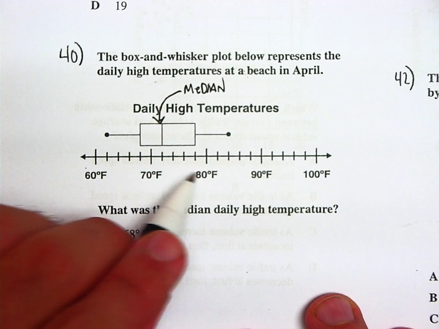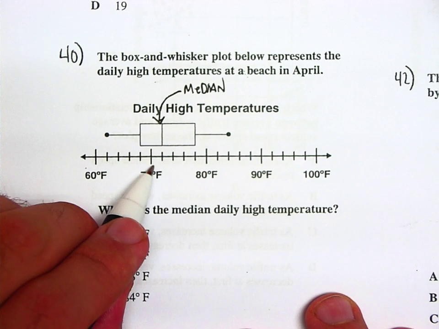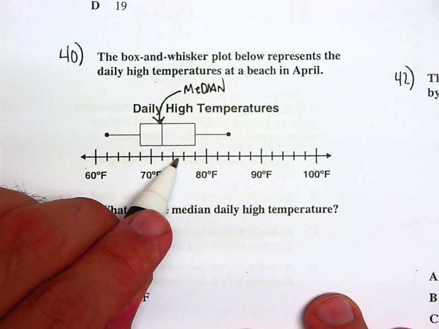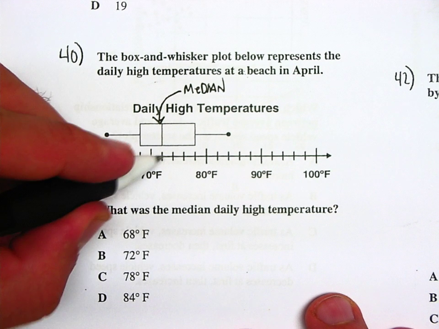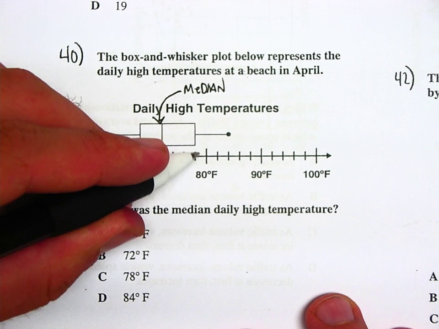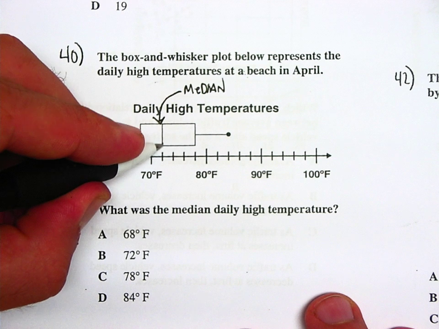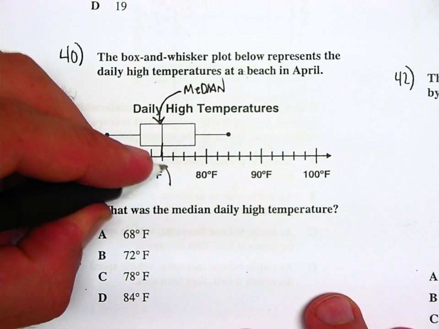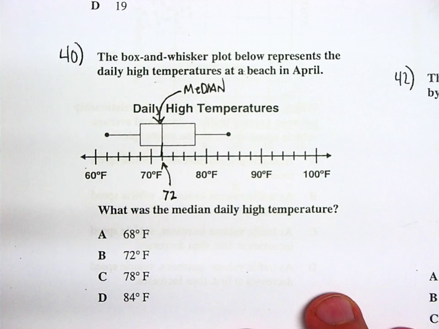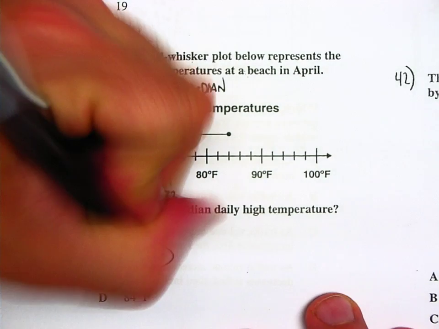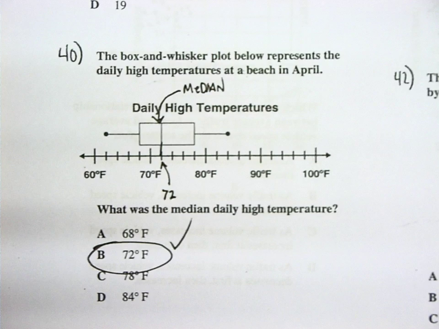If here's 70, here's 80, I can see that since there are 5 lines, this is going by twos. 70, 72, 74, 76, 78, 80. And so where the median is should be at 72. So the correct answer is that the median temperature is 72 degrees.